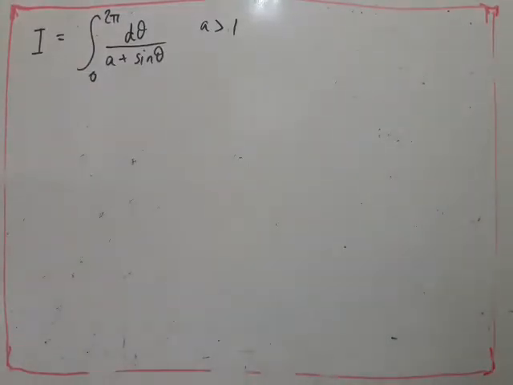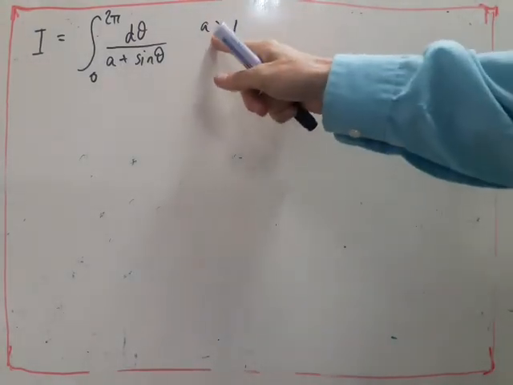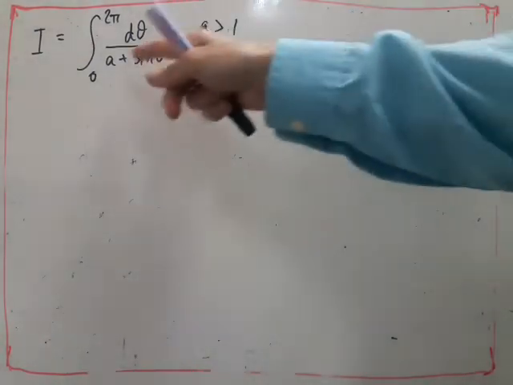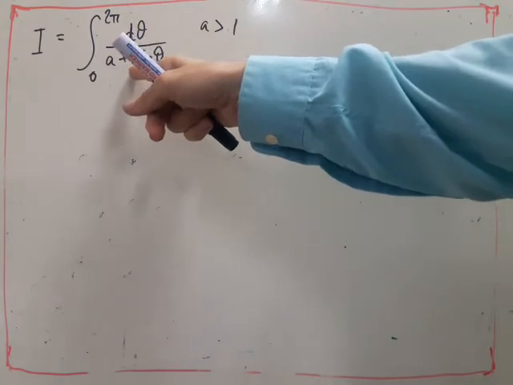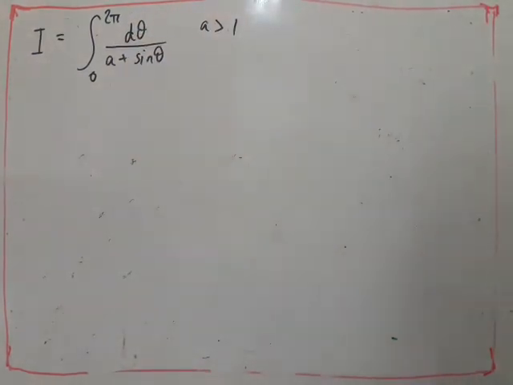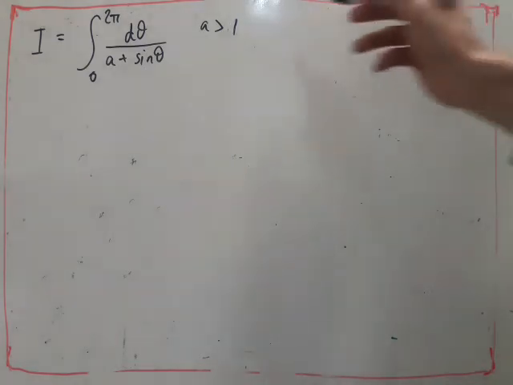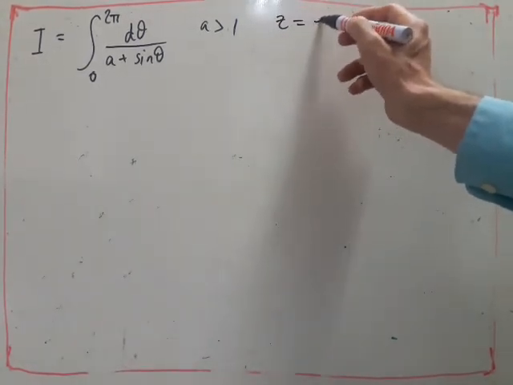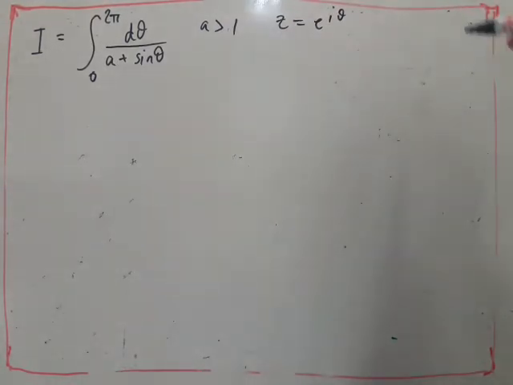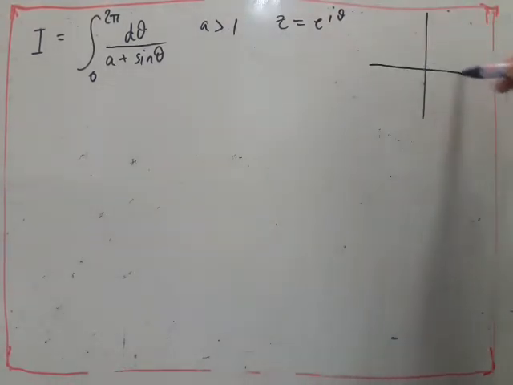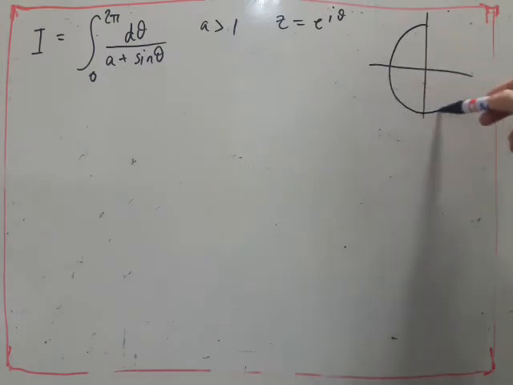So we're going to integrate 1 over a plus sine theta. Note it's important that we have a greater than 1, otherwise we could get this going to infinity at some point. So we're going to use the technique of changing variable. So z equals e to the i theta, which will end up then integrating around the unit circle.